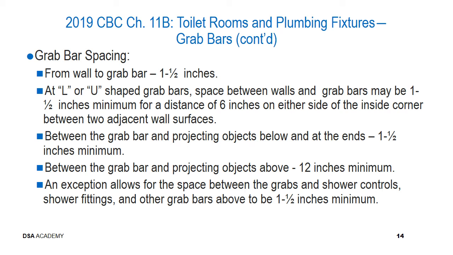At L or U-shaped grab bars, space between walls and grab bars may be 1 1/2 inches minimum for a distance of 6 inches on either side of the inside corner between two adjacent wall surfaces. Between the grab bar and projecting objects below and at the ends, 1 1/2 inches minimum is required. Between the grab bar and projecting objects above, 12 inches minimum is required. There is an exception that allows for the space between the grab bars and shower controls, shower fittings, and other grab bars above to be 1 1/2 inches minimum.